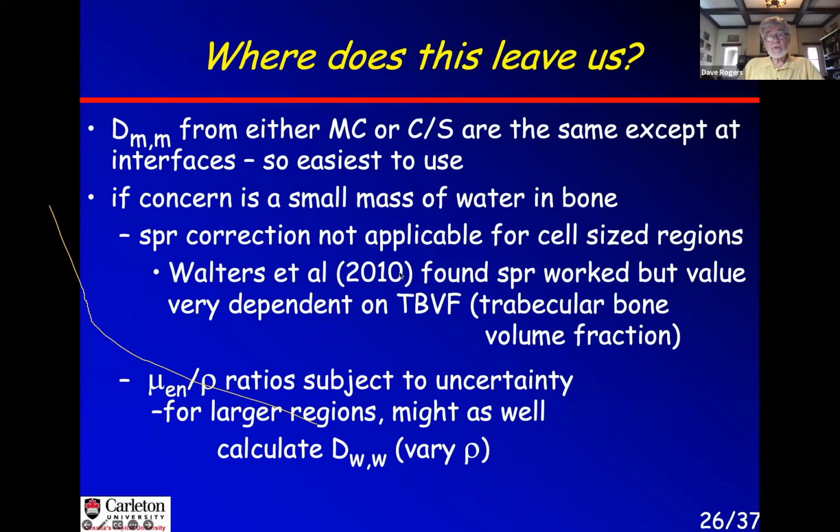And there's a very interesting paper, which I'll discuss in just a few minutes, from Blake Walters et al. back in 2010, and they found values that corresponded to the stopping power ratio, and I'll show you that in a moment. And these mu-en over rho ratios, using them seems to be subject to uncertainty. And if you're going to use that, then for very large regions where it appears to be accurate for sure, you might as well just calculate the dose to water by just varying the density everywhere. That's easier in your Monte Carlo calculations or your convolution superposition.